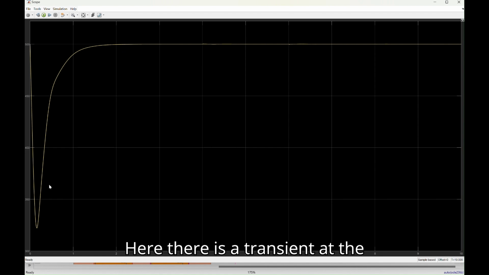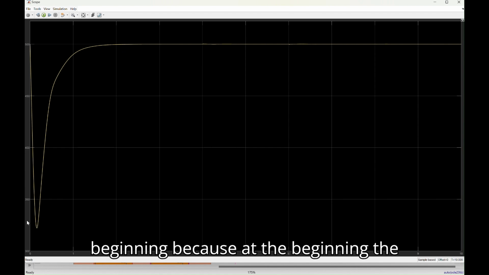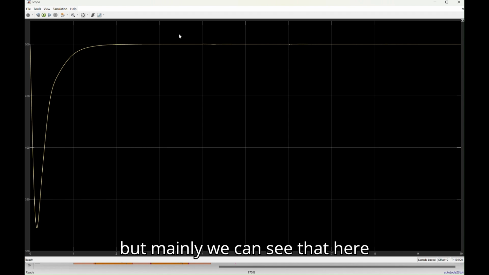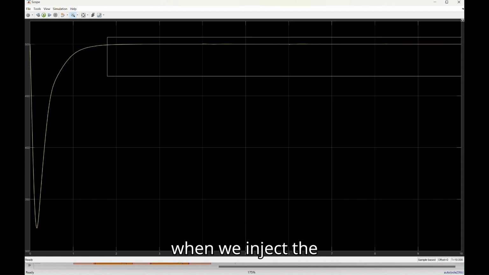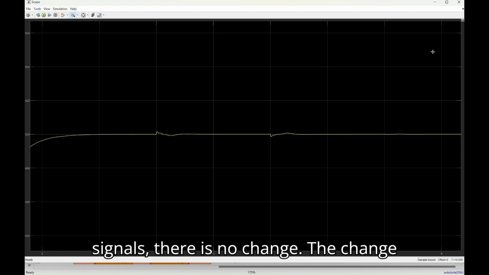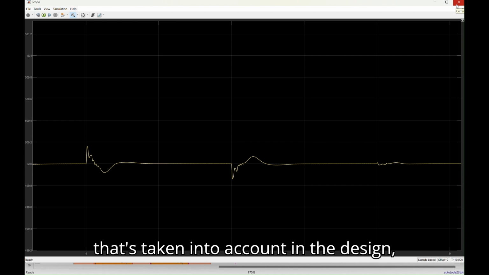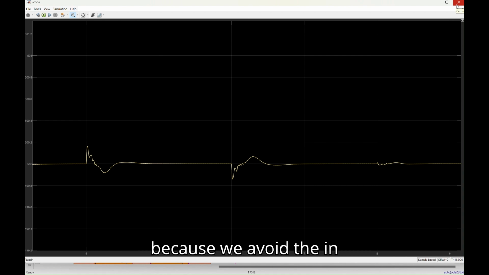Here there is a transient at the beginning because at the beginning the speed control has to work in order to reject the load torque. Okay, so that's normal. But mainly we can see that here when we inject these signals, there is no change, or the change in speed is negligible. I mean, it's almost nothing because that's taken into account in the design because we avoid the injection of this signal in the alpha beta plane.